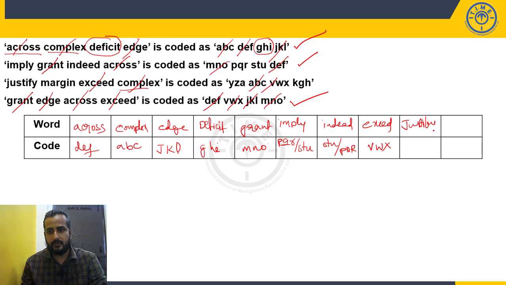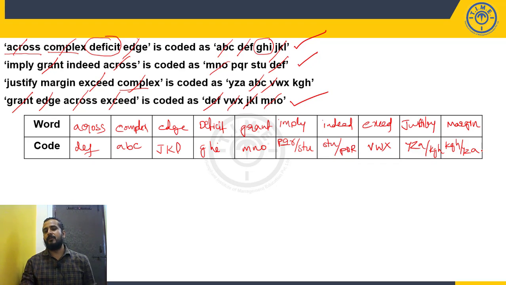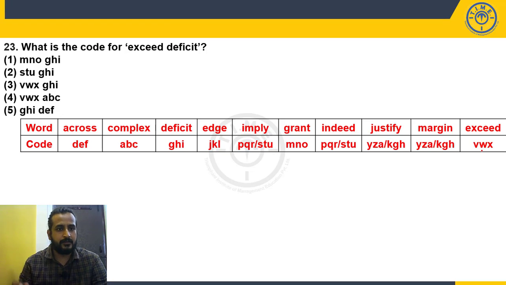Without common words, we have justify and margin. So for these 2 words also we cannot decide the codes. So YZA or KGH, KGH or YZA. Right? So this is how the elimination process has to happen. Okay? Now let's answer the question.